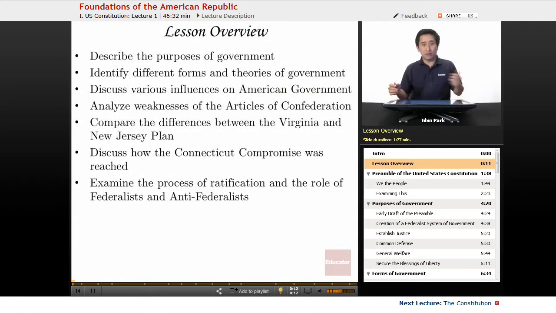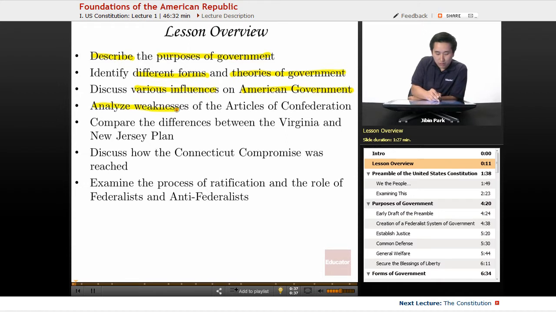In today's lesson overview, we're going to describe the purposes of government. So what's the point of having government? We're going to identify the different forms and theories of government. We're going to discuss the various influences on American government in particular. What are the influences that the founding fathers had when they constructed the Constitution?